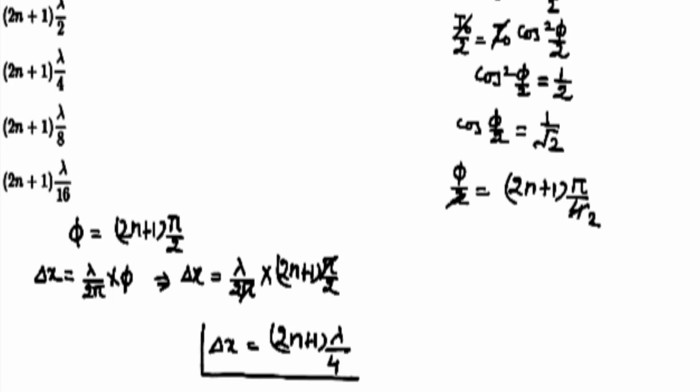So which option is correct? Let's see. This is 2n plus 1 lambda by 2, incorrect. 2n plus 1 lambda by 4, so option B is correct here.